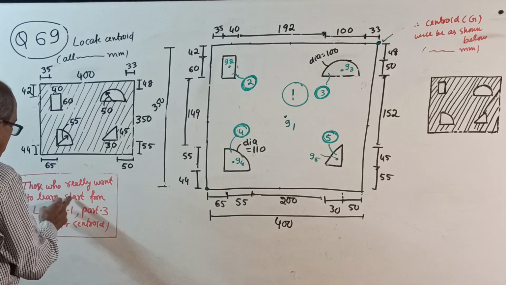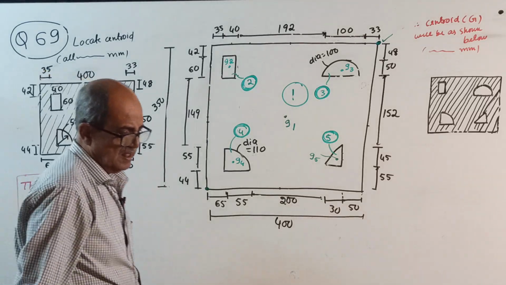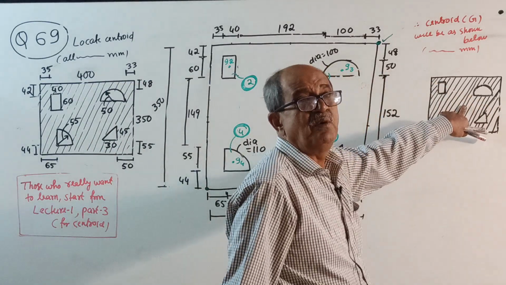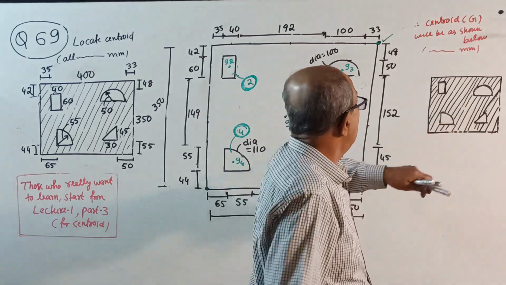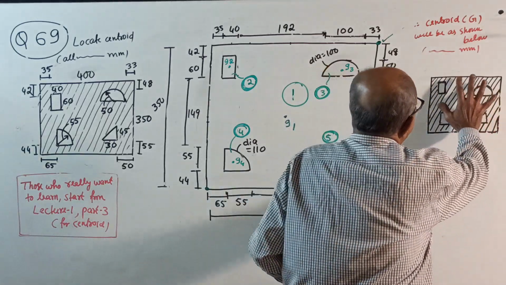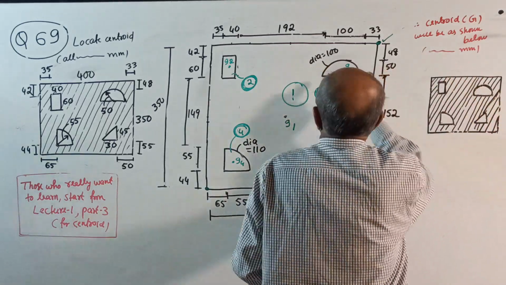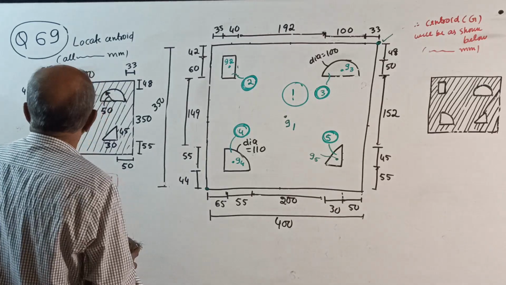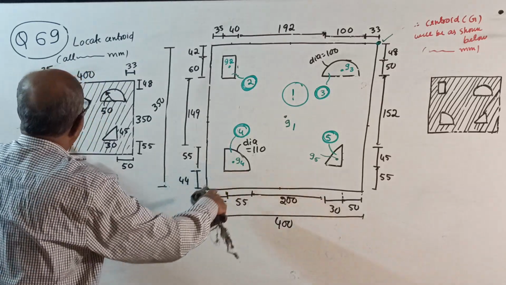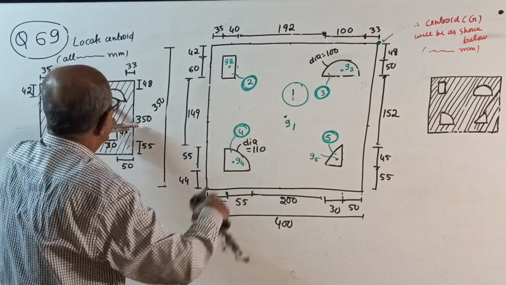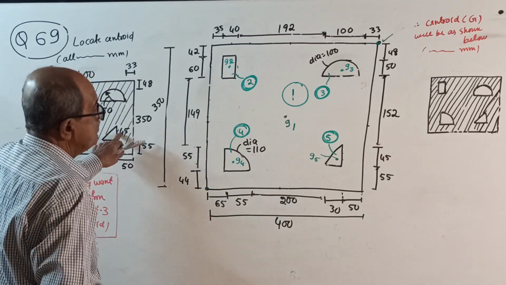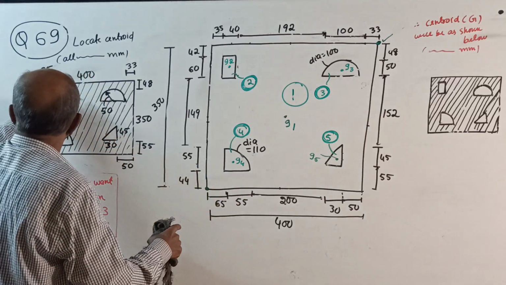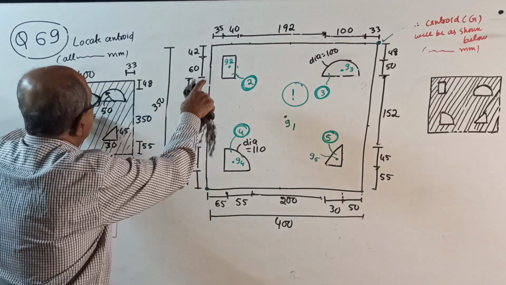Those who really want to learn, start from the beginning. I will remove it because I want this space for lastly marking the centroid. I have drawn it roughly to scale. Dimensions I won't write; you can see from there. Before removing the sketch: 55 means 110, 50 means 100. Then 30, 45, 30, 40, 30, 45, correct. 40, 60, 40, 60, everything okay.